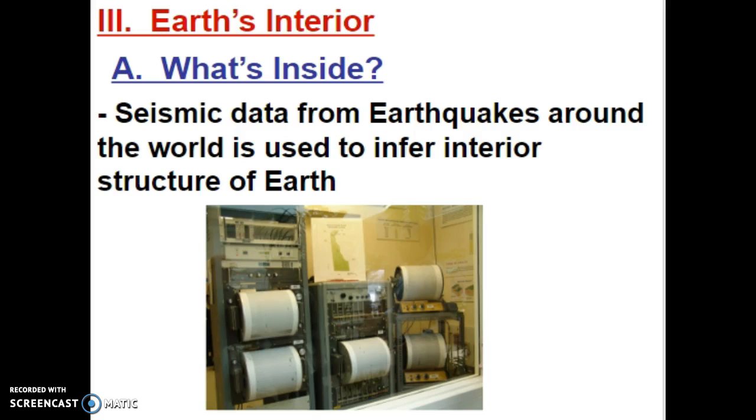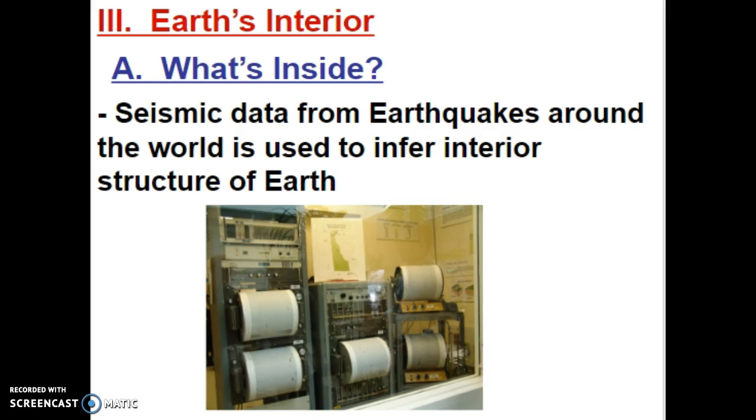How do we know what the inside of the Earth looks like? We know what the surface looks like, we know what the ocean floor looks like, but how do we get deep down inside the Earth to see what the Earth is made out of? If you remember from our last video lecture, we discussed the different types of seismic waves. And seismic data from earthquakes around the world is used to infer the interior structure of the Earth.